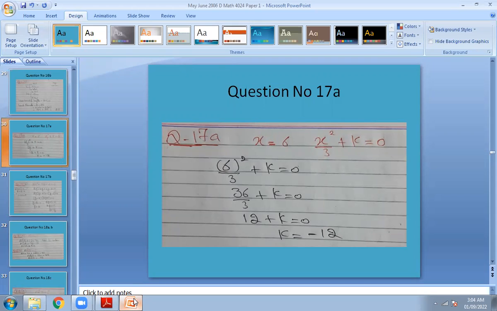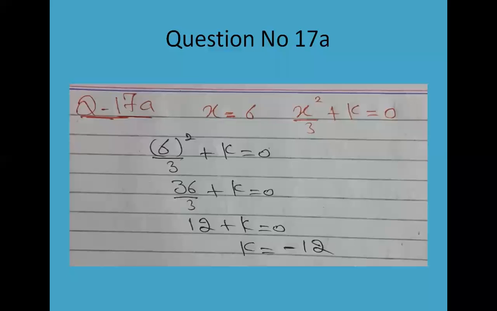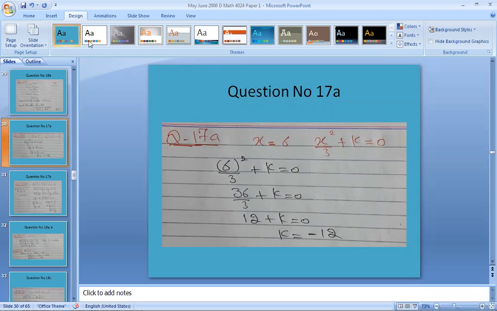So question number 17, and we say x equals 6, and the original equation in which we want to put that value to get the value of k is x squared by 3 plus k equals 0. So in the place of x, I will put 6. You will have 6 squared divided by 3 plus k equals 0. So you will have 36 divided by 3 plus k. 36 and 3 will be cancelled. You will get 12. So 12 plus k equals 0. So the k value will be minus 12. The value of k will be minus 12. Hopefully you can see this whole question and understand this.